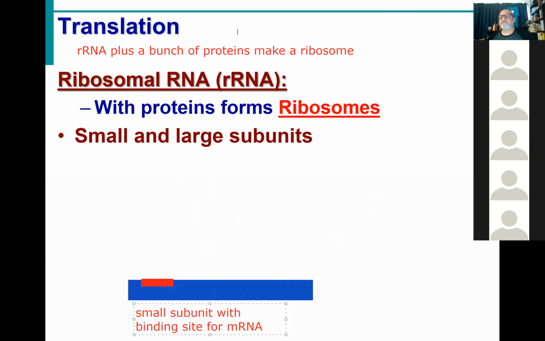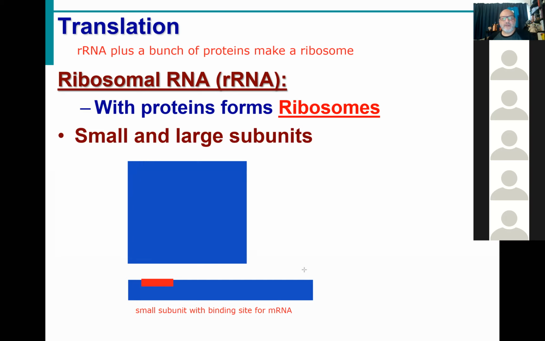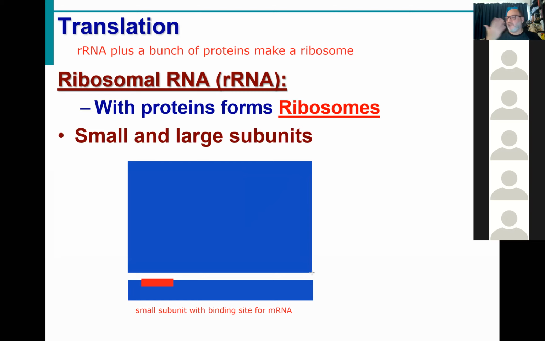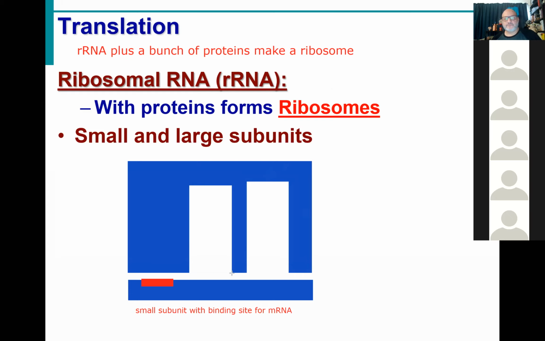That's way too big. We also have the large subunit. Oops. I'll make that blue again. And the large subunit has 2.5 sites in it. Since I don't have to move this one, we'll make this easy. These are 2.5 sites for transfer RNA.